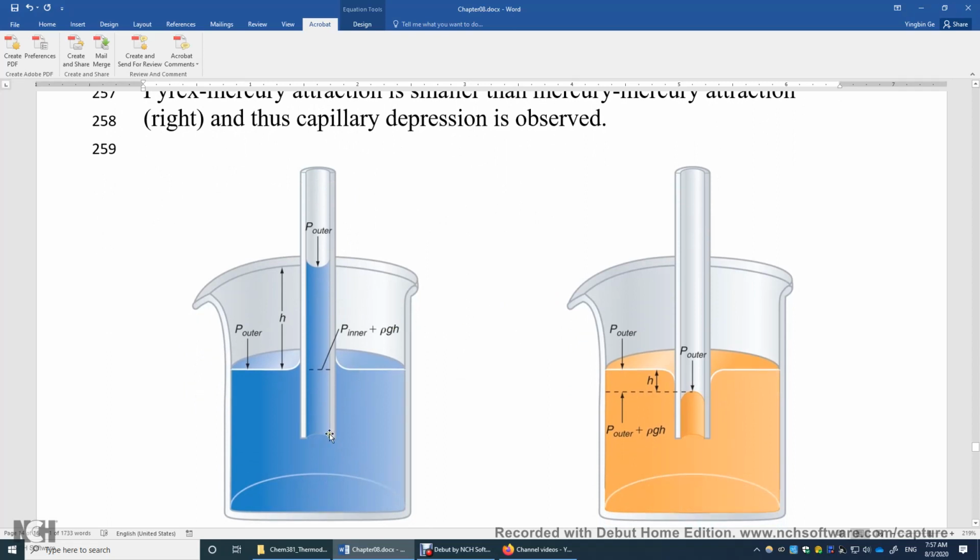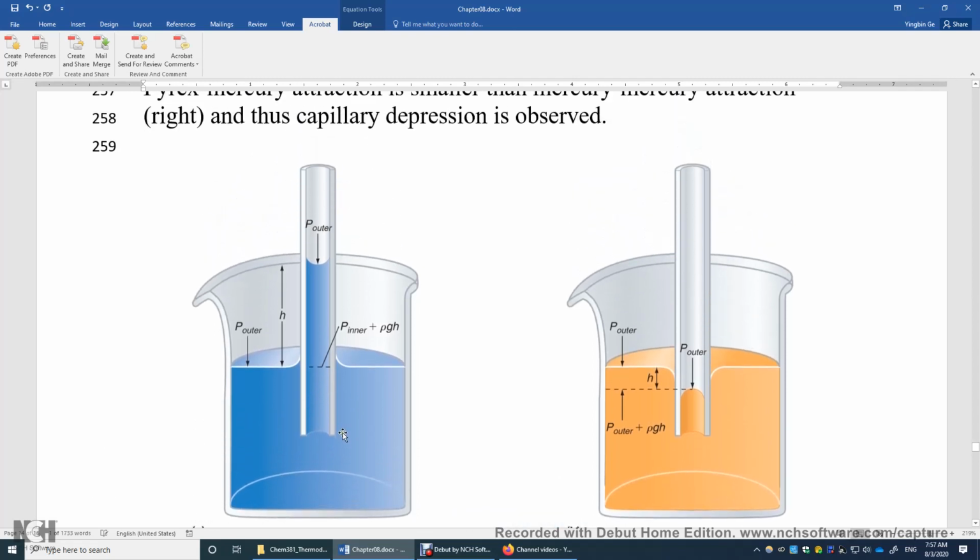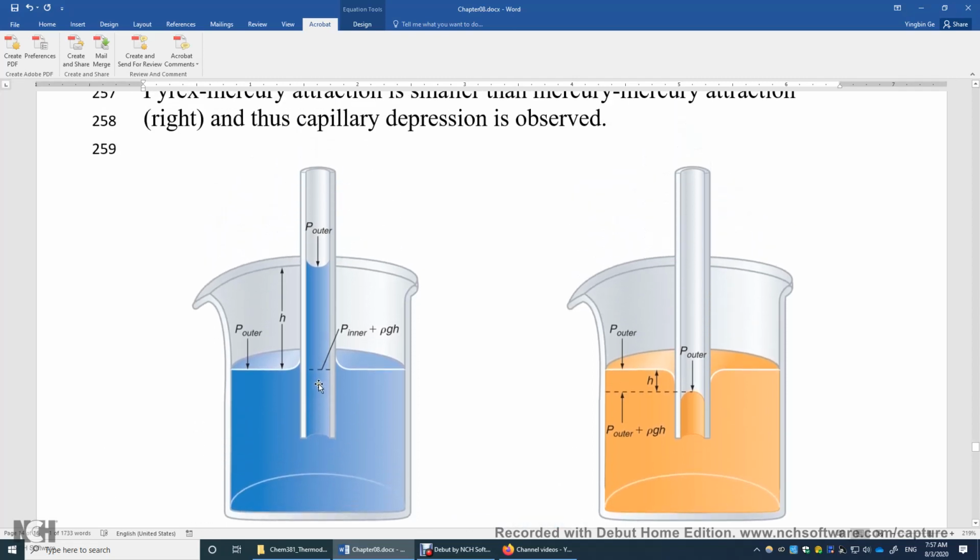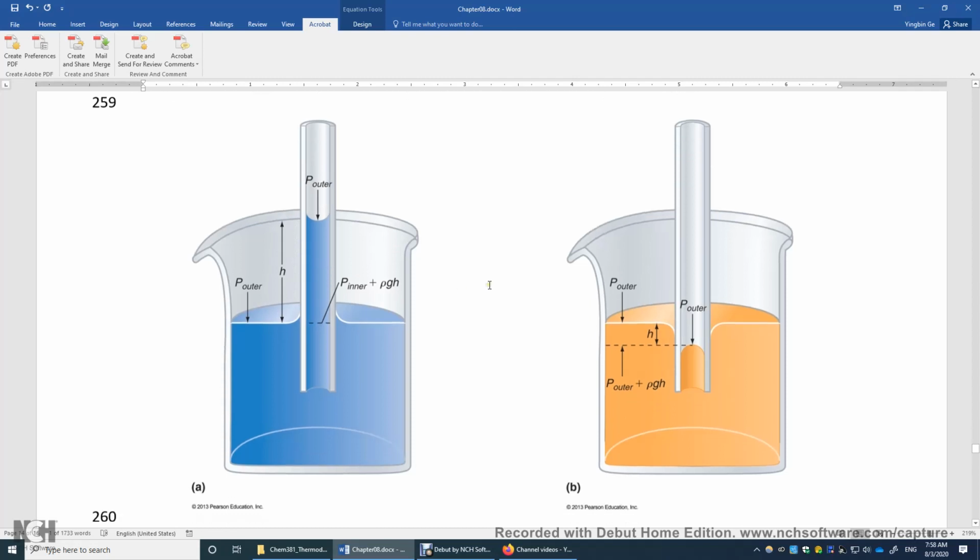I think this is just water inside. This capillary tube is made of glass, I believe. The glass is made of sodium silicate, I believe. Because of the strong attraction between glass and water, the water is climbing up to increase the contact area between water and glass. Again, this is because the attraction between glass and water is greater than the attraction between water and water.